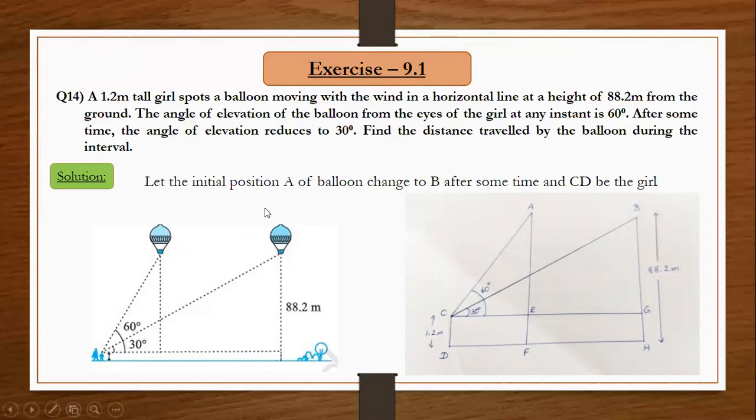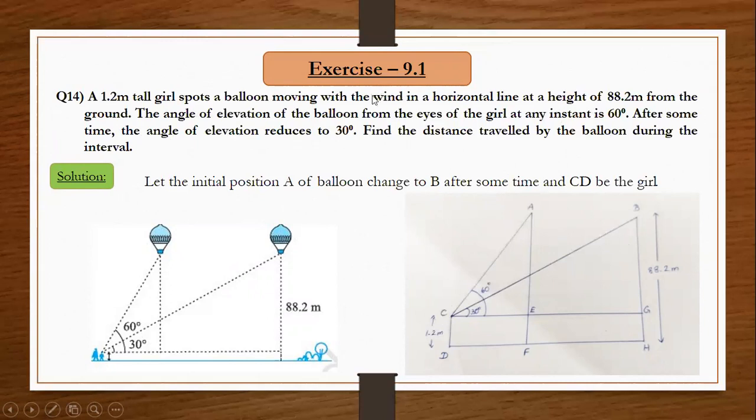Let the initial position A of the balloon change to B after some time and CD be the girl. So this is the figure given in the textbook. Now we are taking CD to be the girl and A to be the initial position when she saw the balloon, and B to be the next position when she sees the balloon. So the first position angle of elevation is 60 degrees, and for the next position the angle of elevation is 30 degrees. The girl is not moving. She is in the same place only.